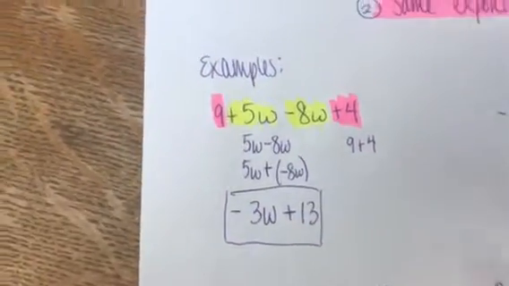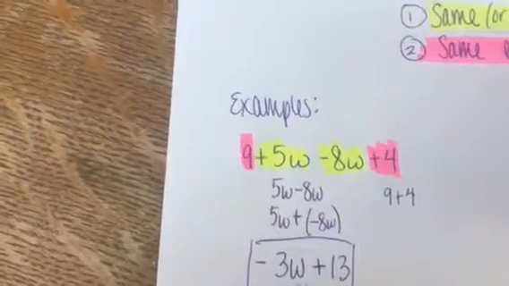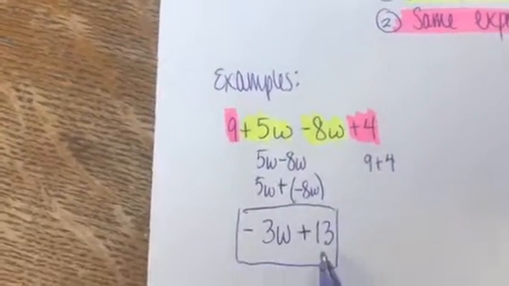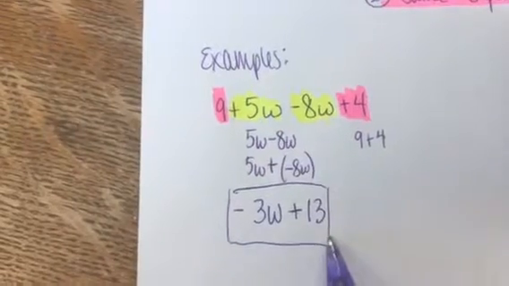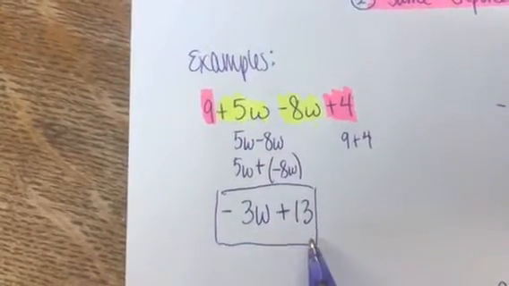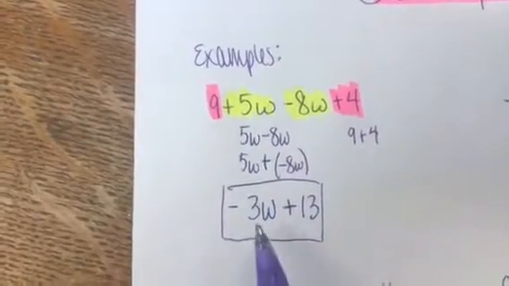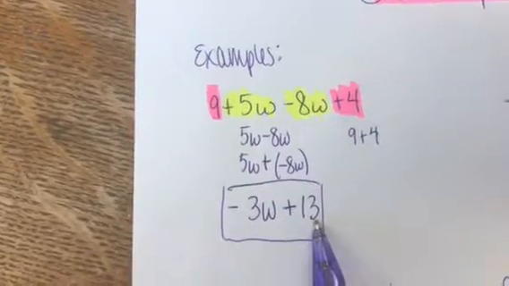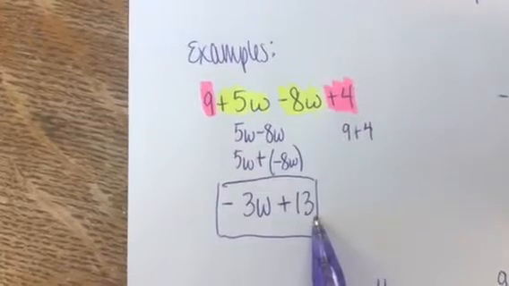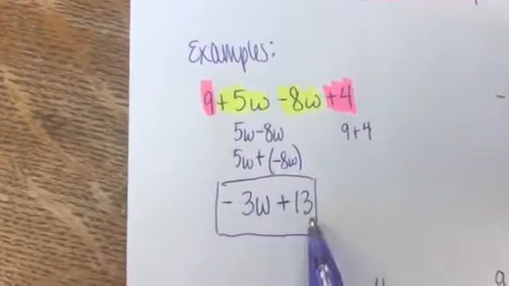Sometimes students feel like they want to keep going here and make it so that you have an answer. But this is the answer. The expression is the answer. You're not going to get down to just one term in most cases, because the w and the term without any variable after it can't be combined. They're not like terms.